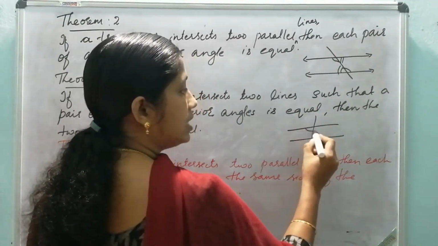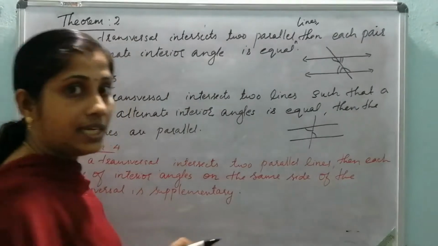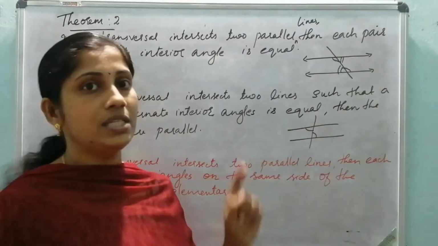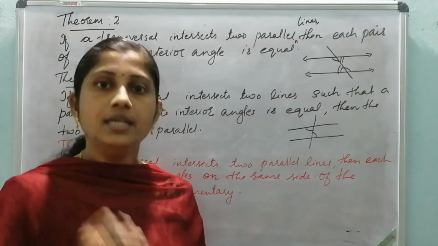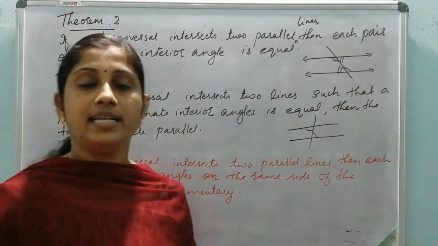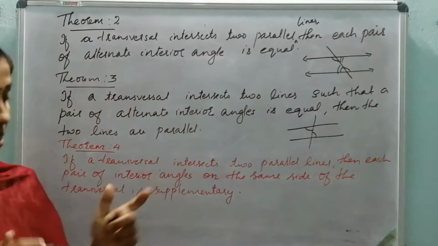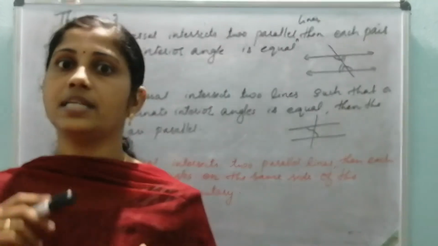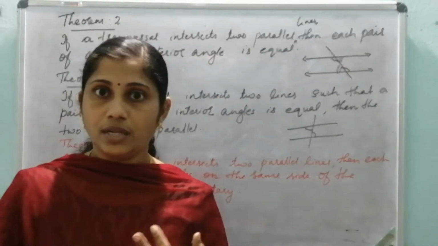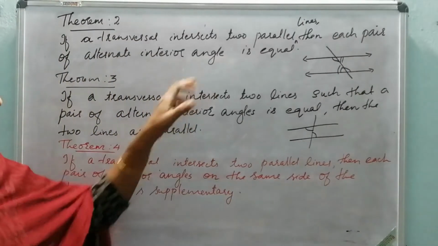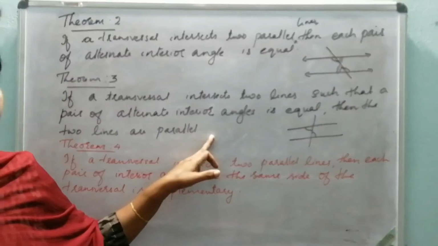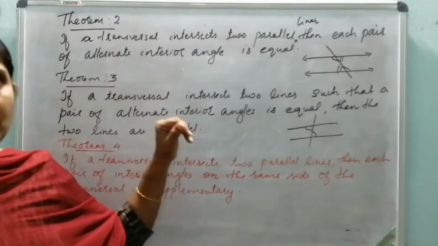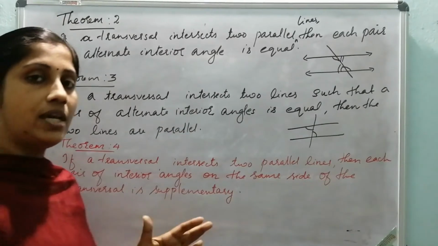If any pair of alternate interior angles are equal, if it is given that these two alternate interior angles are equal, then the meaning is that these two lines are parallel. These two theorems are converse theorems. We have to study the statement of theorems and axioms. You have to learn them, and you have to study the theorems pairwise. That is, this is the converse of this one. So you have to connect these two theorems and study them.